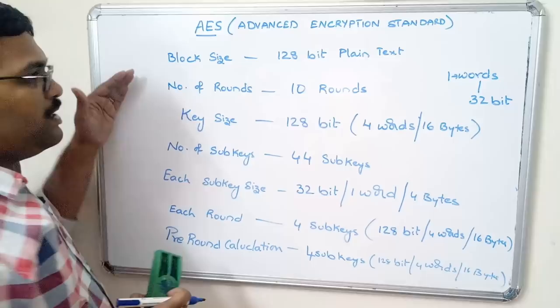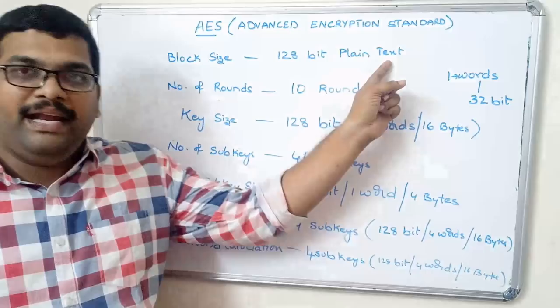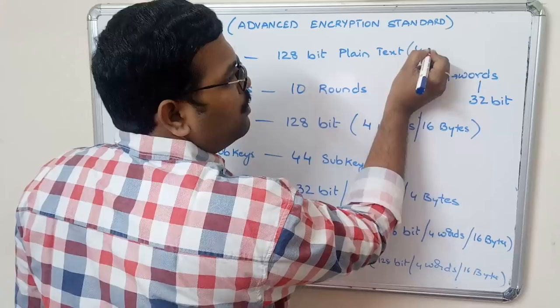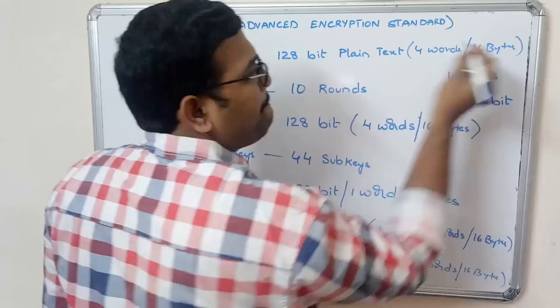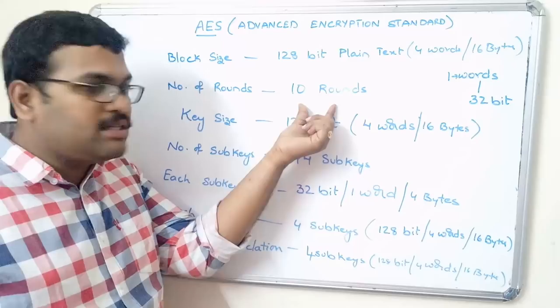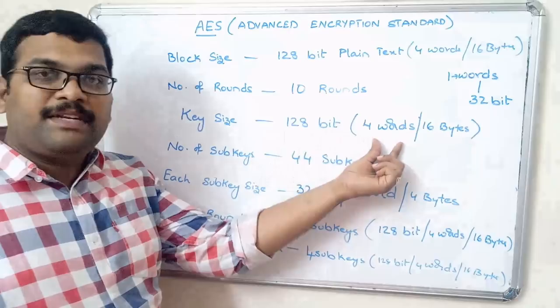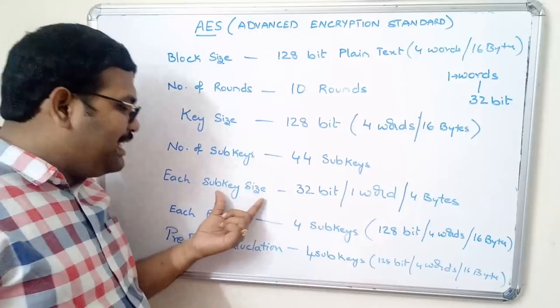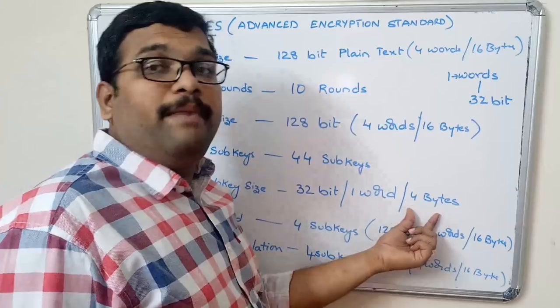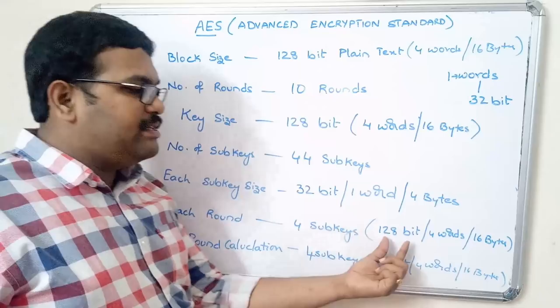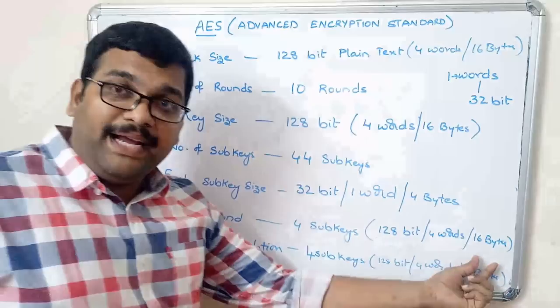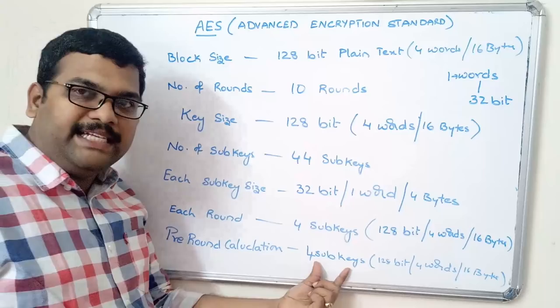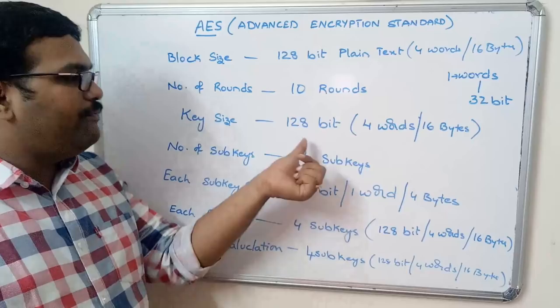Once again, the block size of the Advanced Encryption Standard is 128-bit plain text, which can be processed as 4 words or 16 bytes. The number of rounds in which the plain text is converted into ciphertext is 10. The key size is 128-bit, again represented as 4 words or 16 bytes. The number of subkeys used in this algorithm is 44. The subkey size is 32-bit or 1 word or 4 bytes. In each round, we use 4 subkeys, that means 128-bit or 4 words or 16 bytes. Before applying the round function, we use 4 more subkeys. So 4 into 10, 40 plus 4, 44 subkeys will be generated from the 128-bit master key.